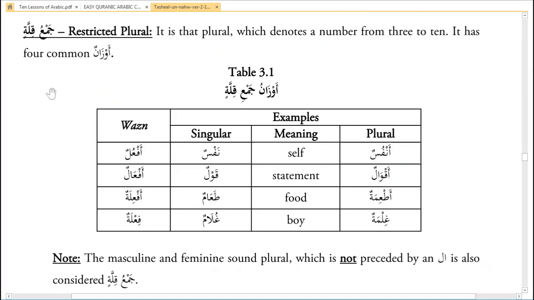In this lesson we will be learning Jam'u Qilla and Jam'u Qasra. So Jam'u Qilla is the plural which tells you about from 3 to 10. Jam'a is from 2 and more. Jam'u Qilla is from 3 to 10, not more than 10. And it has its own awzan, its own wazans.